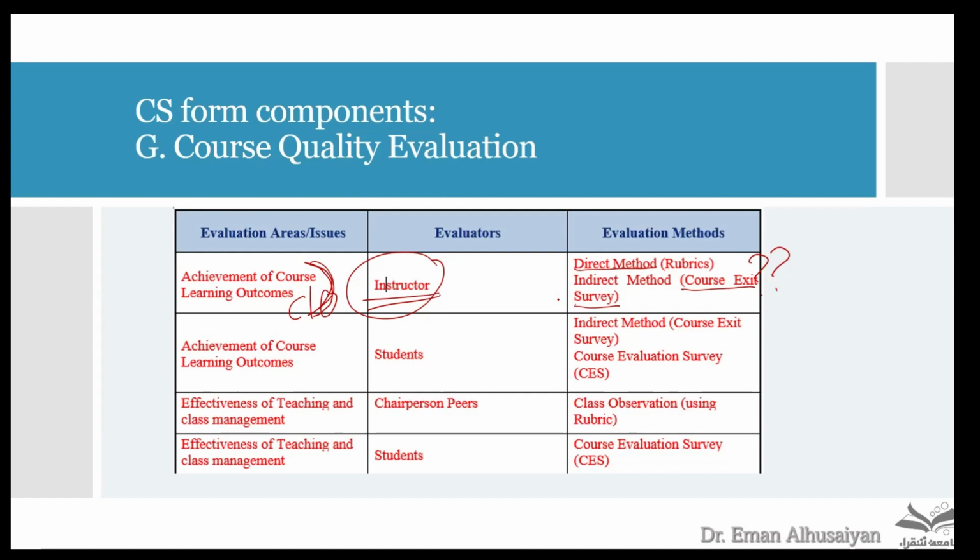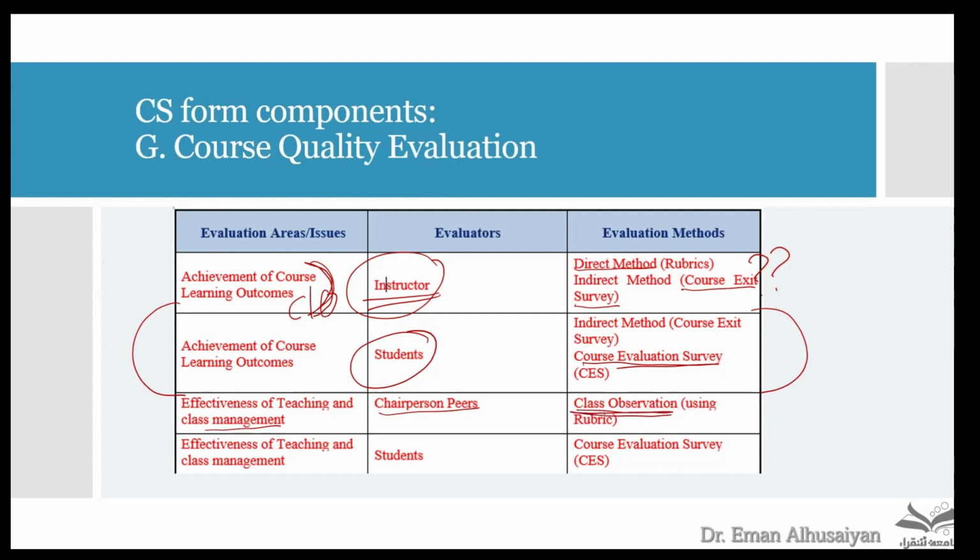teaching method. Okay. Also, the achievement of course learning outcomes can be evaluated by students. Again, this is what we do. I think this is the only thing that we do. We send students a link of the evaluation survey, and we analyze it and we summarize the results. Effectiveness of teaching and class management. This is the chairperson and peers. This is on a higher level. It's something above the faculty members.